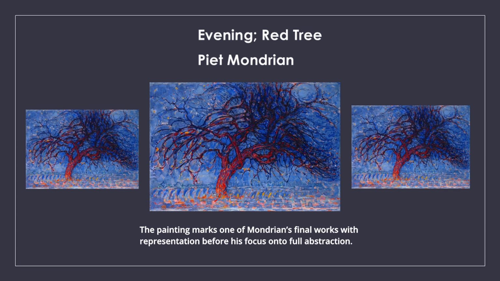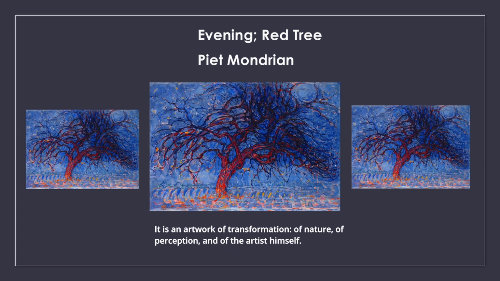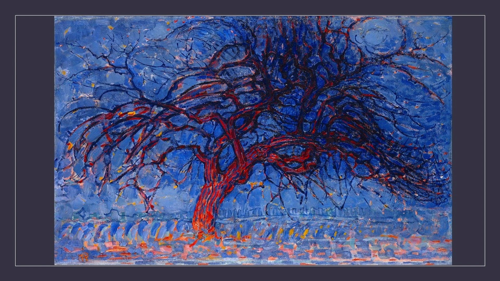surface. The painting marks one of Mondrian's final works with representation before his focus onto full abstraction. Shortly after, his tree studies would become increasingly geometric, culminating in the linear, grid-based compositions of his mature style. It is an artwork of transformation, of nature, of perception, and of the artist himself.